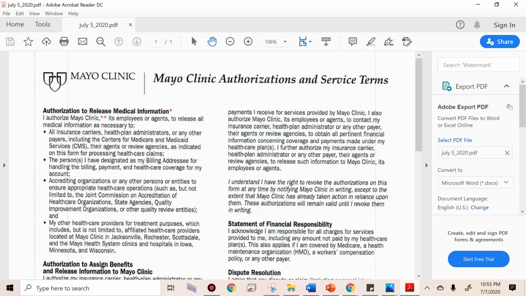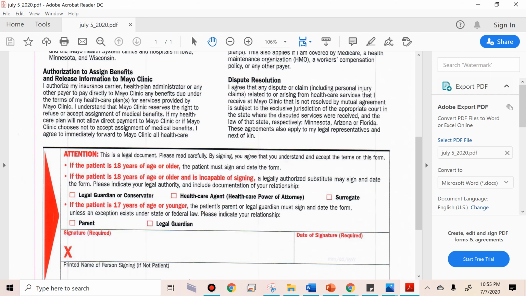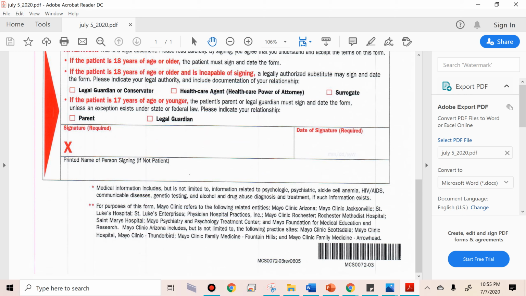And this is the one that I looked at that didn't match the ones that I signed a couple months back. And the biggest difference is this one starts out with authorization to release medical information. And it goes on to other types of release of information, statement of financial responsibility, and dispute resolution. And that's it. And you'll notice that this form that I got 2 days ago ends in 03, not in 04. So let's go back now.